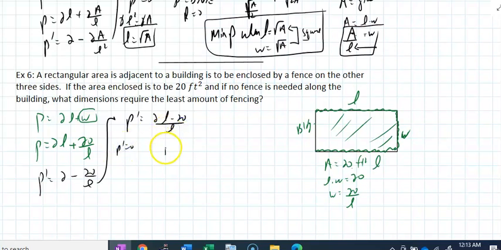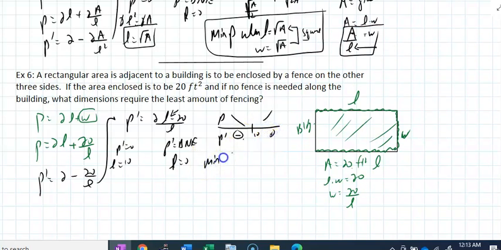Where does P prime equal 0? Where does P prime not exist? Well, that's when L equals 0. And this is when L equals 10. If I pick a point to the left of 10, say 1, put that in there. 2 minus 20 is negative. A point to the right of 10, say 11. 2 minus 20 is positive. We have a minimum perimeter.